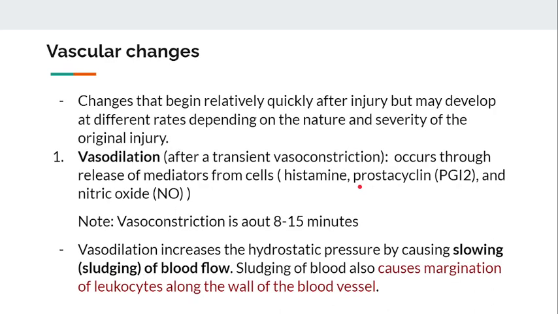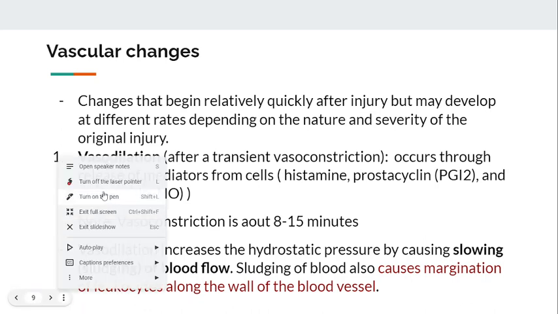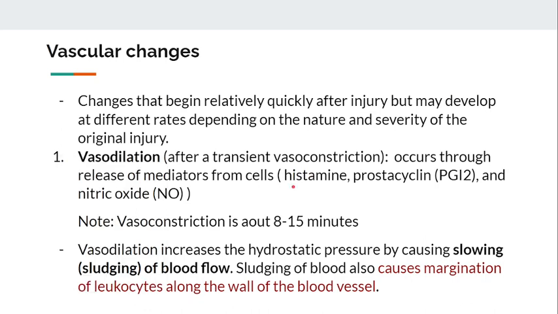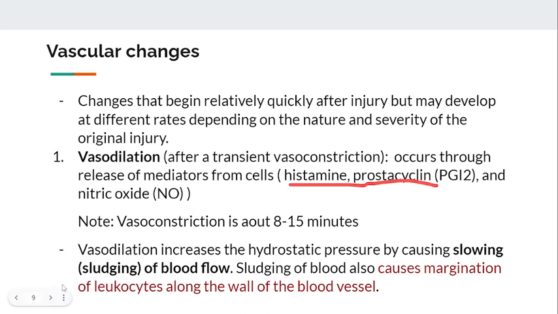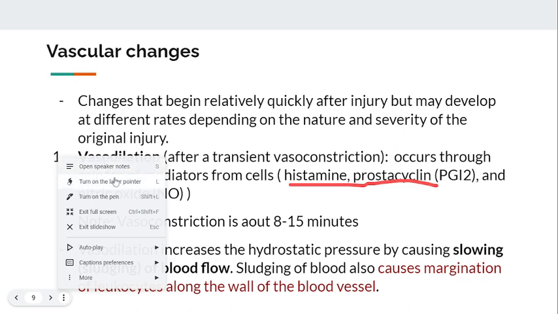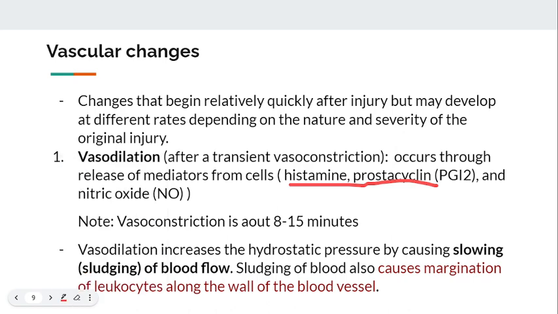We have prostacyclin, which is prostacyclin 2, and also nitric oxide. To take note, histamine and prostacyclin, these two, you do not need to forget these two. Okay, so take note of those two. The nitric oxide, if you want, you can forget. That's up to you. So vasodilation is due to release of such chemical mediators by the inflammatory cells.